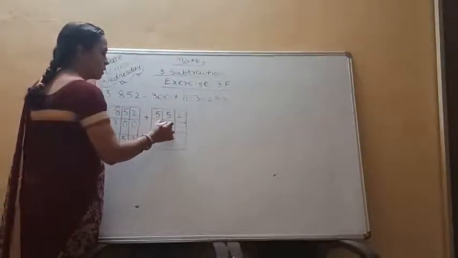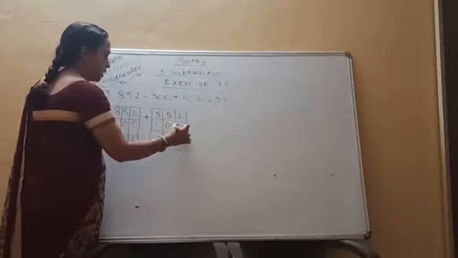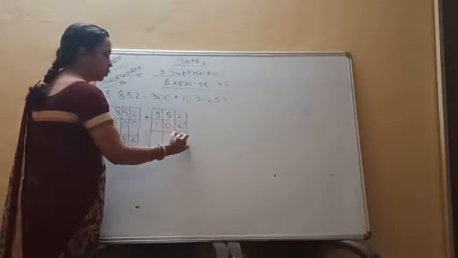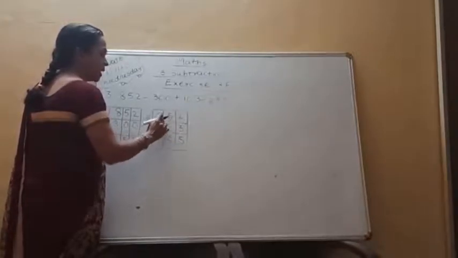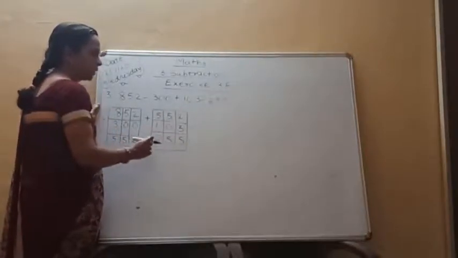So give here plus sign. Write down 103. 3 plus 2, 5. 5 plus 0, 5. 5 plus 1, 6. So what is our answer?